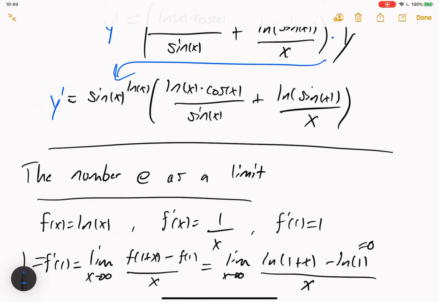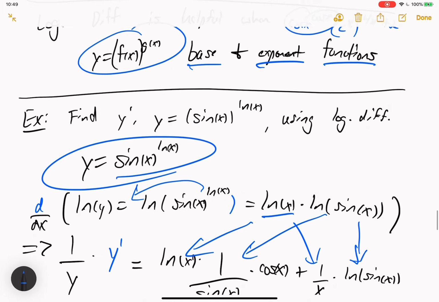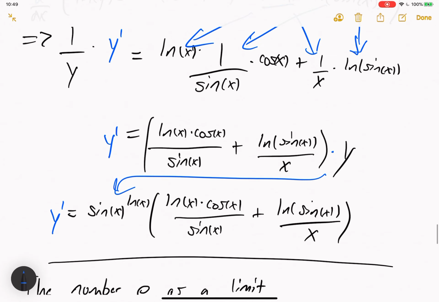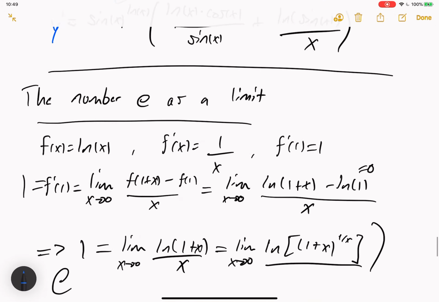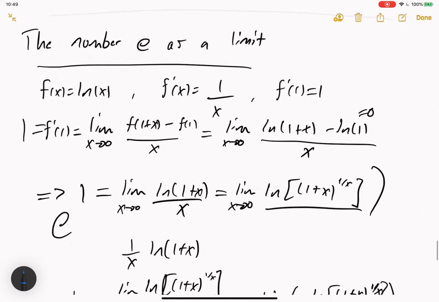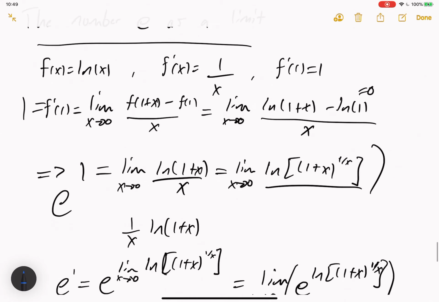But that's pretty much it for logarithmic derivatives. They're not too complicated, but it's just annoying to work with, and you just have to know the procedure. The last thing we're going to do is express the number e as a limit. This is fundamental stuff that helps you understand what's going on, but it's not really required. But I'd still pay attention.